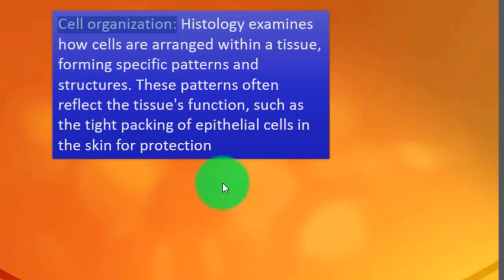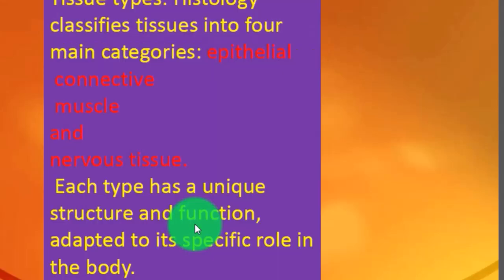Cell organization. Histology examines how cells are arranged within a tissue, forming specific patterns and structures. These patterns often reflect the tissue's function, such as the tight packing of epithelial cells in the skin for protection.